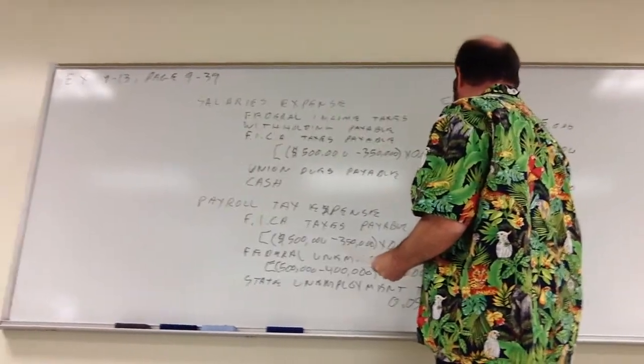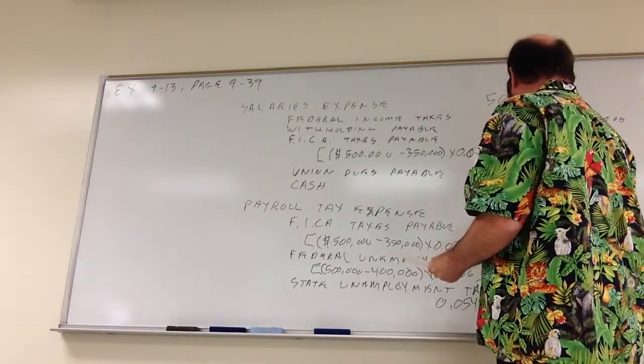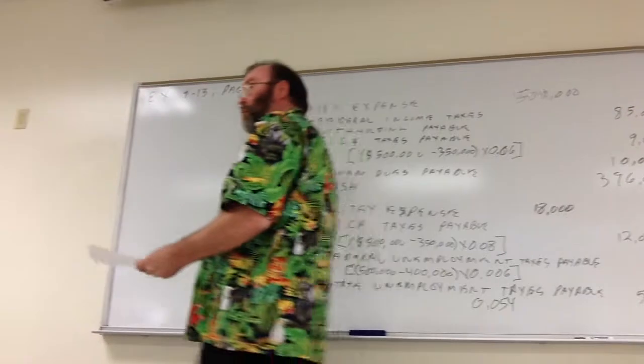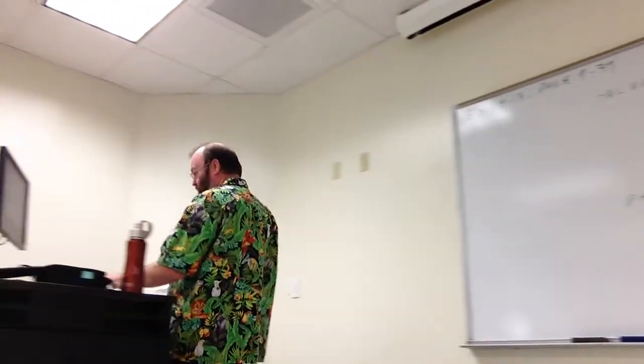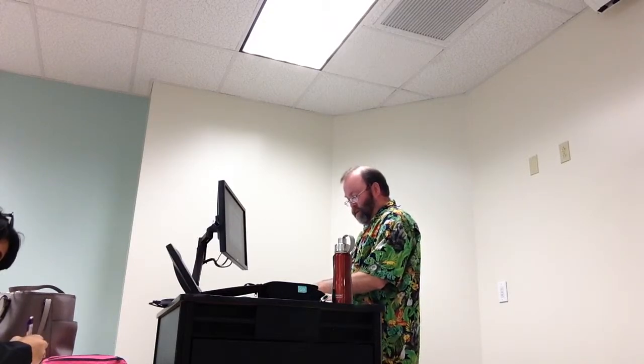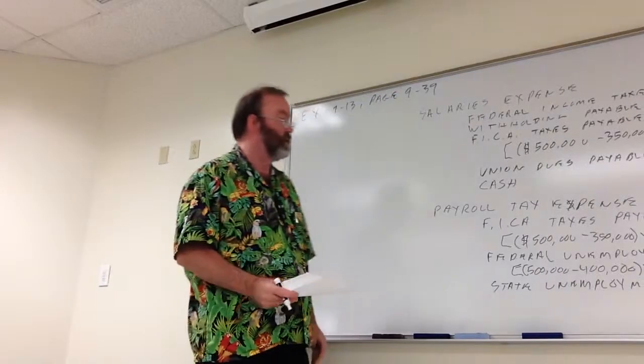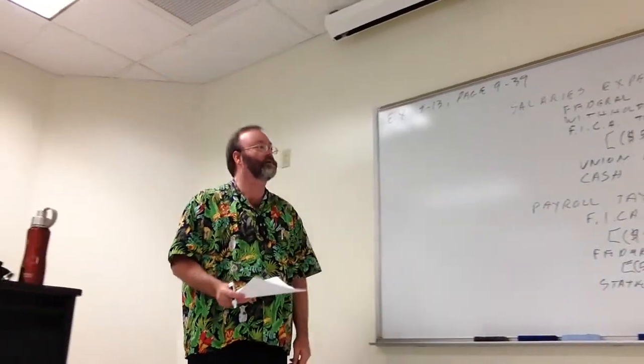Where did the 5,400 come from? I'm sorry, it's given to you in the problem. It says the state unemployment tax rate is 5.4%. It's the last bullet point in the problem. Right, you take 5.4% times the same 100,000. Okay?